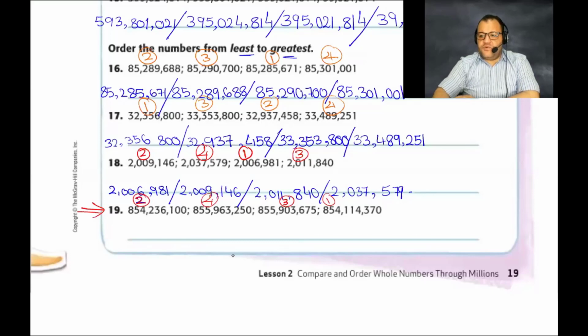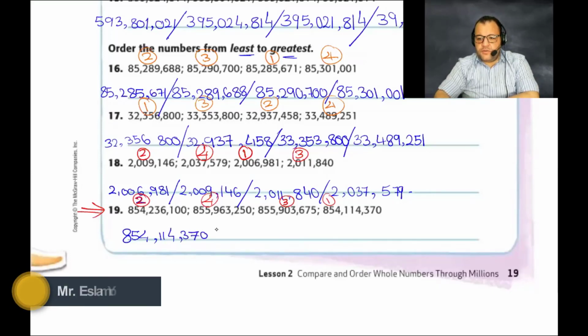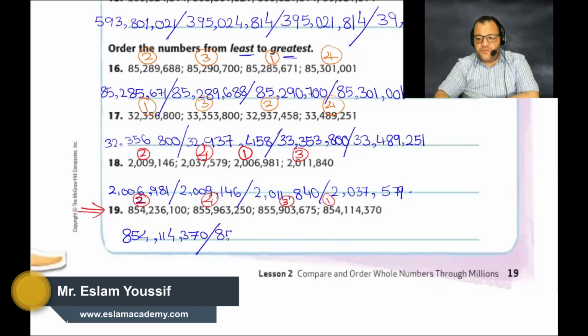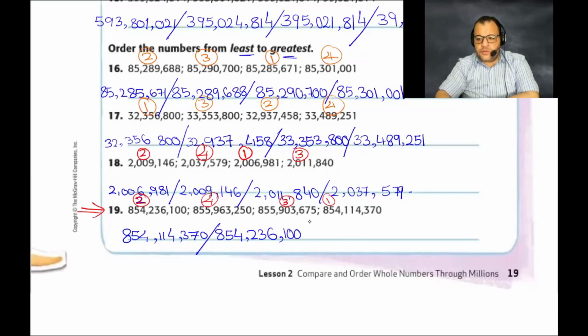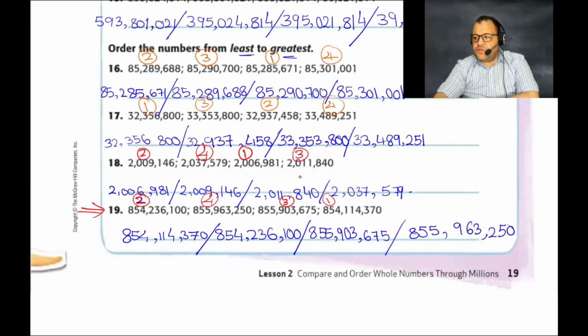So, we can write the first number, which is 854,114,370. Number two, 854,236,100. Then 855,903,675. Then 855,963,000. 250. Any problem for this one?